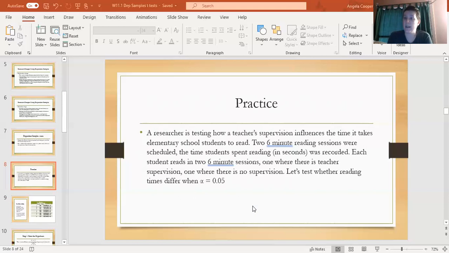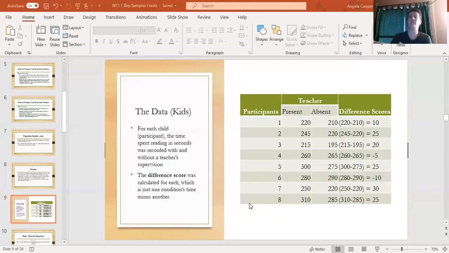Each student reads in these 6-minute sessions, except there's a difference. In one, there is a teacher supervising, kind of looking over the room, and in the other there's no teacher, it's just anarchy. So now let's test whether the reading times differ when our alpha, our significance level, is set at 5%, or 0.05. Okay, so here's some data.